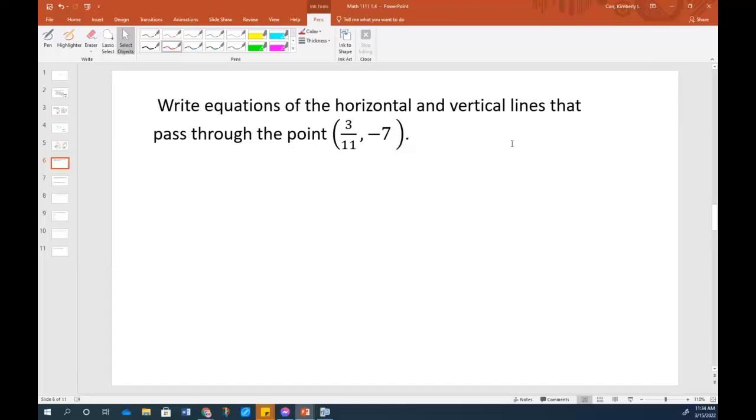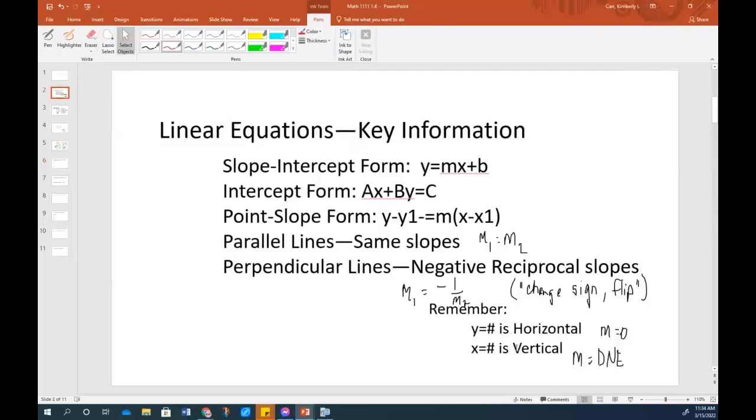Now write equations of horizontal and vertical lines that pass through this point. Well, let me just refresh that again. Right down here at the bottom right of the slide, a horizontal line is just the y value of the number, and the vertical line is the x value.